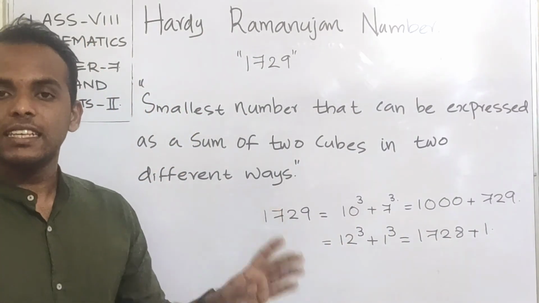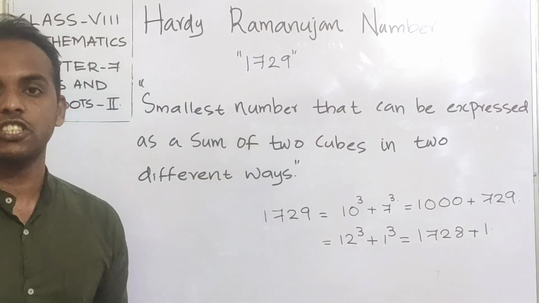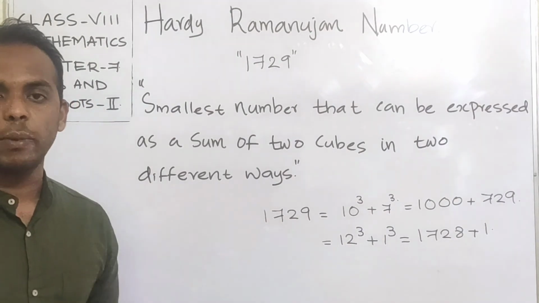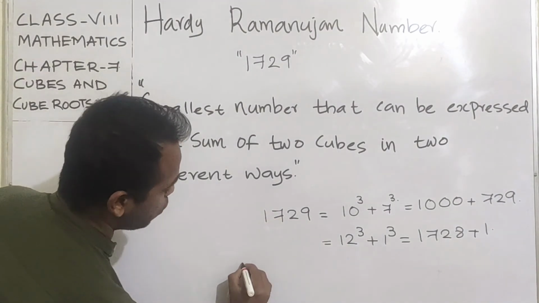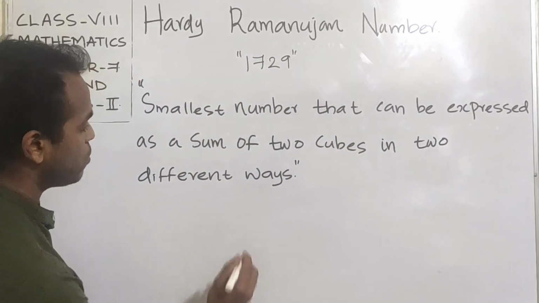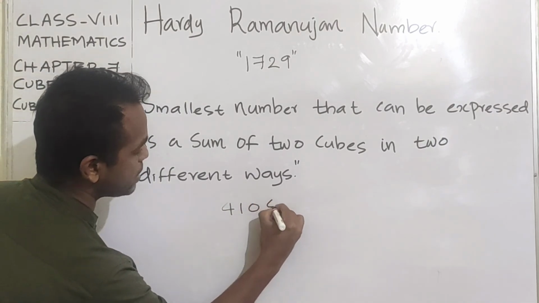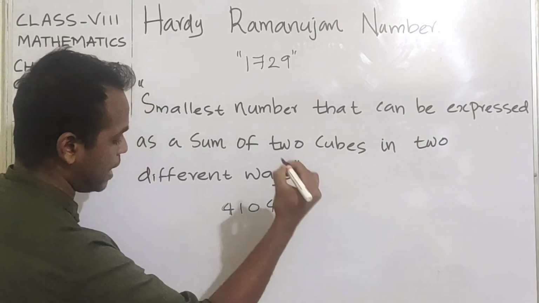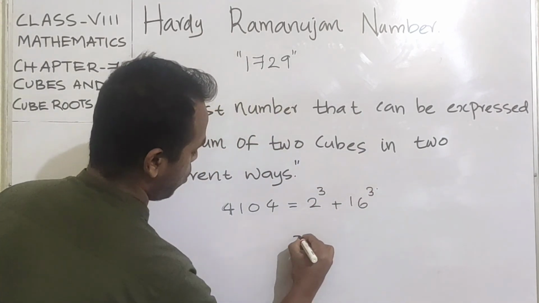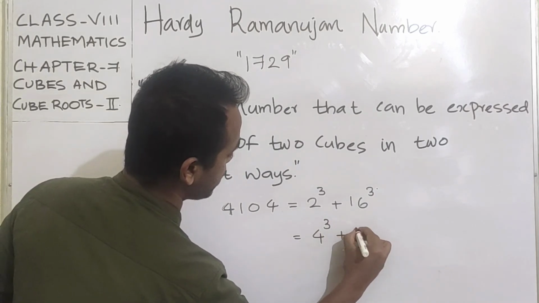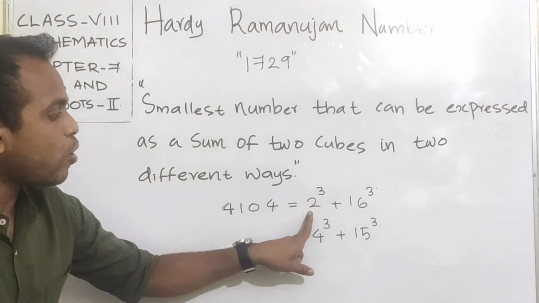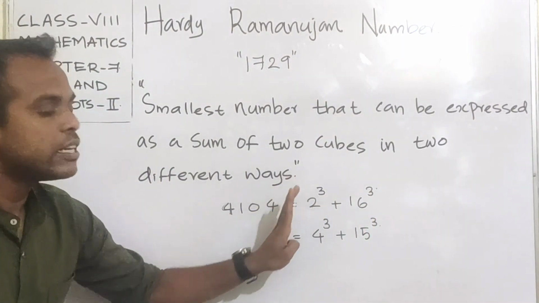So Ramanujan said this is the smallest number of such kind. There could be infinitely many numbers of this format. One such number is 4104. This can be expressed either as 2 cube plus 16 cube or 4 cube plus 15 cube. So this also can be expressed as a sum of cubes of two different pairs of numbers in two ways.